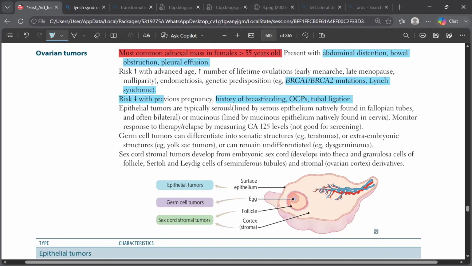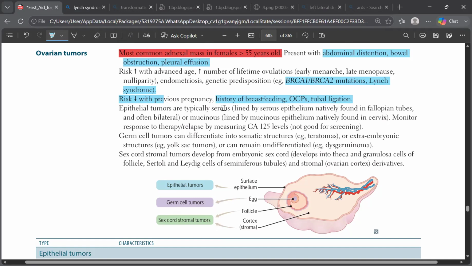Epithelial tumors are typically serous. With the help of this diagram, I'd like to say that the ovary has a surface epithelium, and then this is the egg, and this egg has a follicle, and there is the cortex or stroma of the ovary. From the surface epithelium arise epithelial tumors. From the egg or the gamete arise the germ cell tumors, and from the follicle and the cortex or stroma arise sex cord stromal tumors.